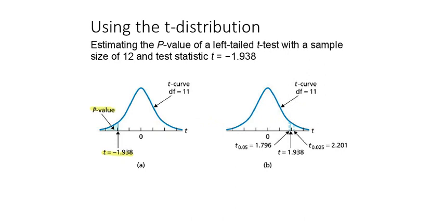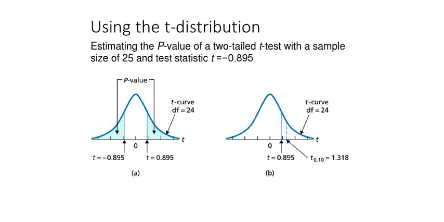Now, actually, our t-value, you'll notice here, is negative, and that's because t equals 0 is here in the center, so anything to the left is going to be negative. Anything to the right is going to be positive, right? And so what we're really saying right here is that if you were to use the table in your textbook, you would find a t of 0.05 of 1.796 and a t of 0.025 of 2.201. Our t value, though, is 1.938. Does that fall within that region?